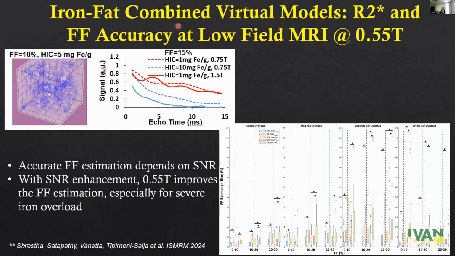Lastly, we are also interested in investigating low field, because as the field strength increases, the signal decay would be more rapid with the presence of iron. So we were testing whether low field would slow down the signal decay, and whether we could accurately quantify both iron and fat at low field. Our preliminary results show that 0.55 Tesla showed improved fat fraction estimation bias compared to 1.5 Tesla. So we are also investigating if low field really helps here.